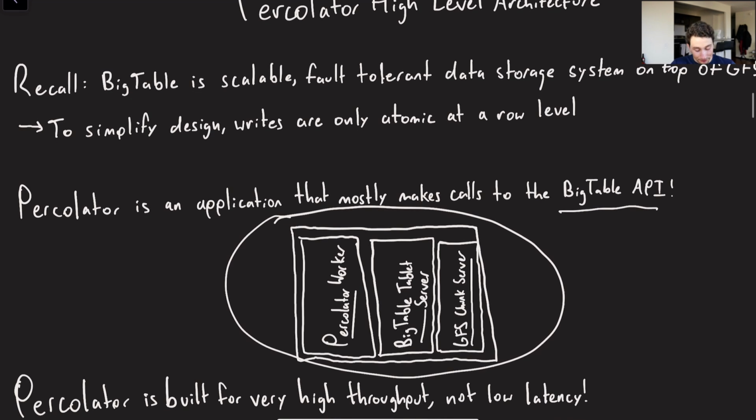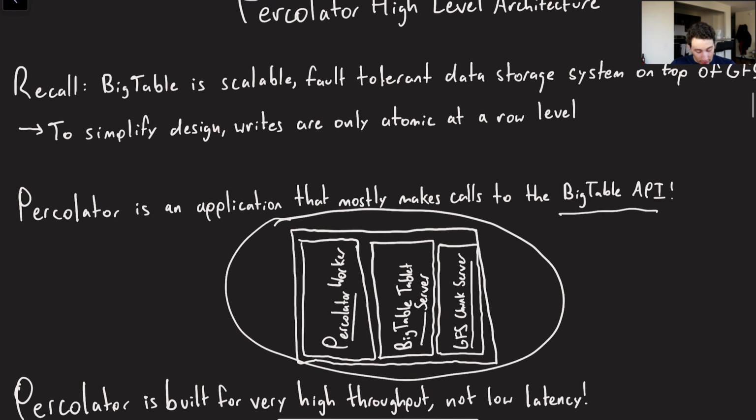Another thing to note is that at the end of the day, Percolator is going to be built for very high throughput. So I'm going to discuss some things in this video where you're like, what in the ever-living fuck are they doing? That is slow as hell. And I agree with that.